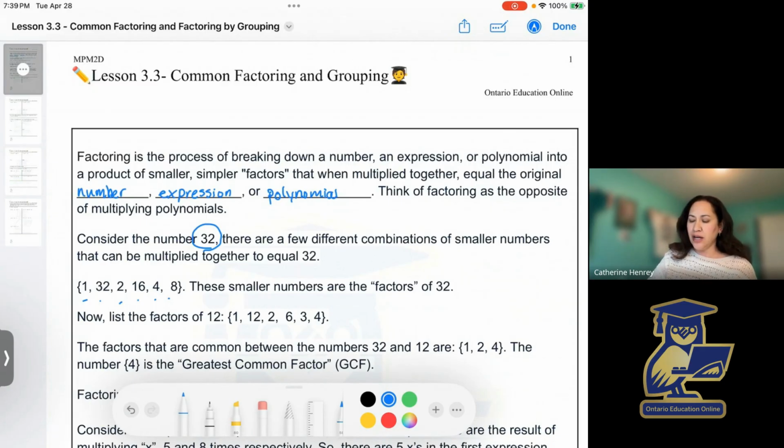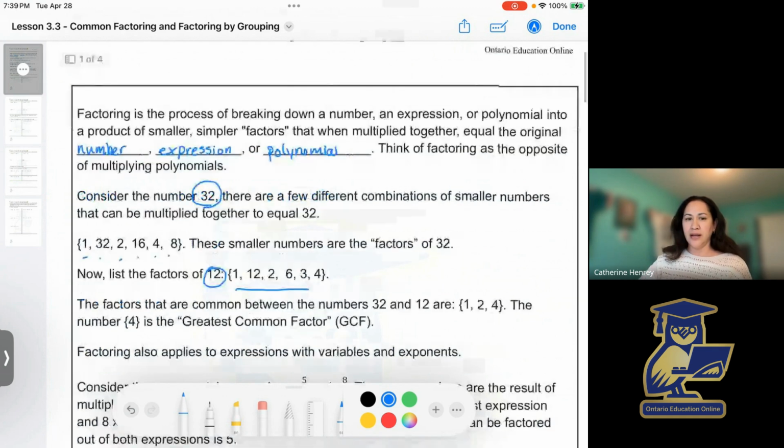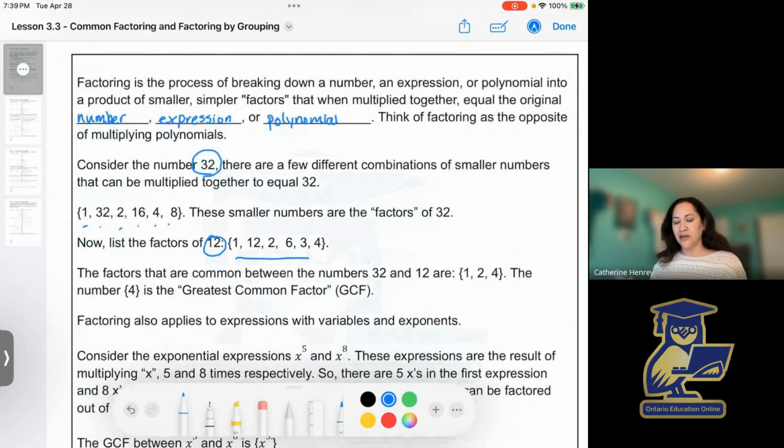Let's take another look at a number like 12. And here I made a list of the factors of 12. 1 and 12, 2 and 6, 3 and 4. So those are all the numbers that when multiplied together can get you to 12. So those are the factors of 12.